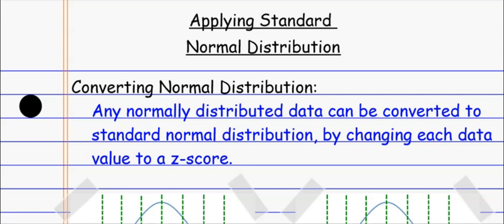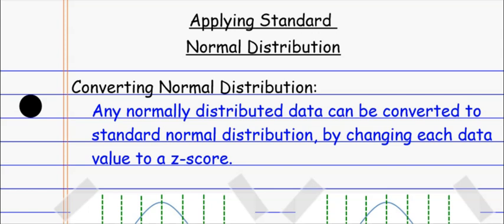Hi there, folks. Today we're looking at applying the standard normal distribution. And we've kind of dealt with two things here in terms of normal distribution. We've looked at normal distribution of data sets where we have the mean and we count out by the standard deviation. And from there, we've used things like the empirical rule to estimate certain values.